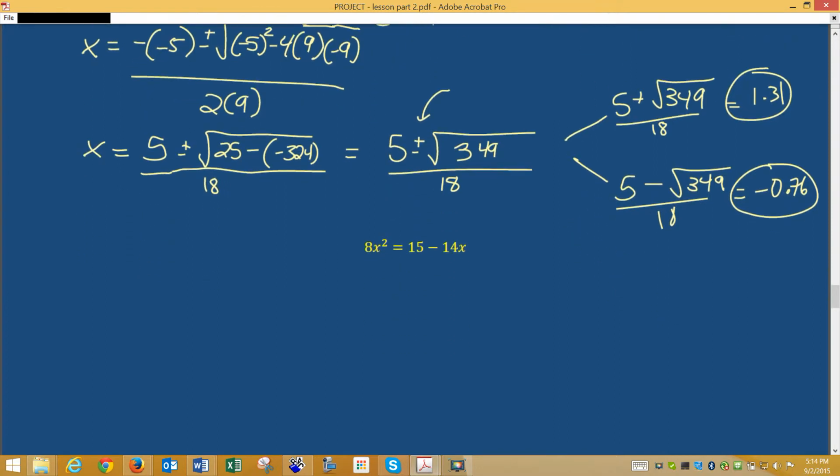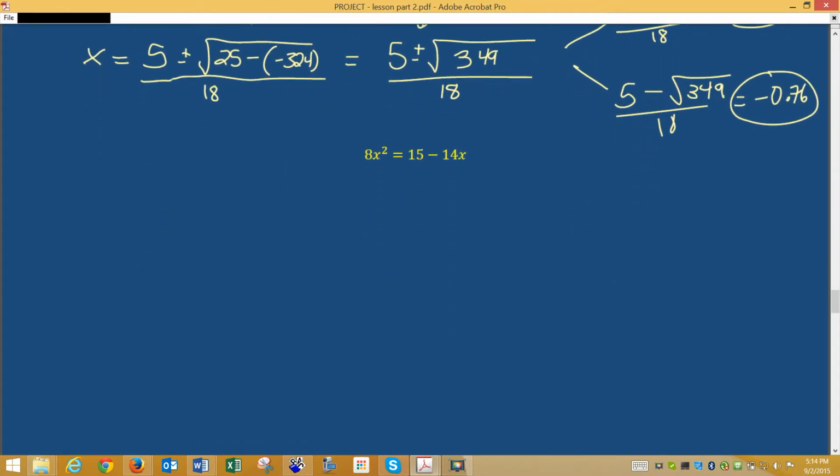And next question. All right, so right away when I look at this one, I think, okay, this isn't in the right form because they all have to be on the same side of the equal sign. So I'm going to add 14x to this side and to this side. So it's going to be 8x squared plus 14x equals 15. And I'm going to also now subtract 15 from each side of the equal sign. It's giving me 8x squared plus 14x minus 15 equals 0. Nice. Now I'm ready to go.